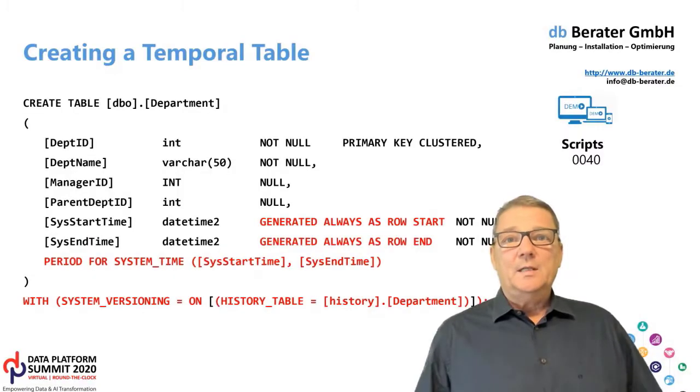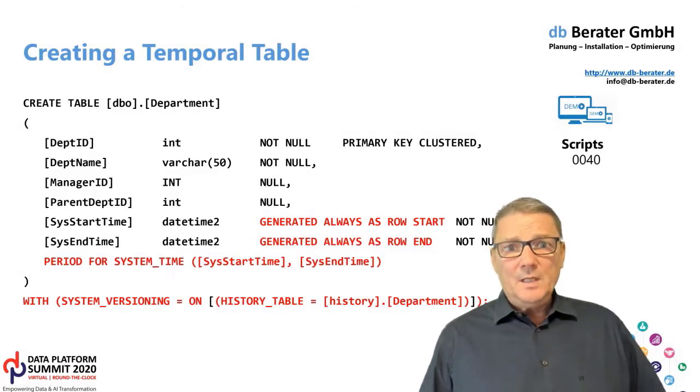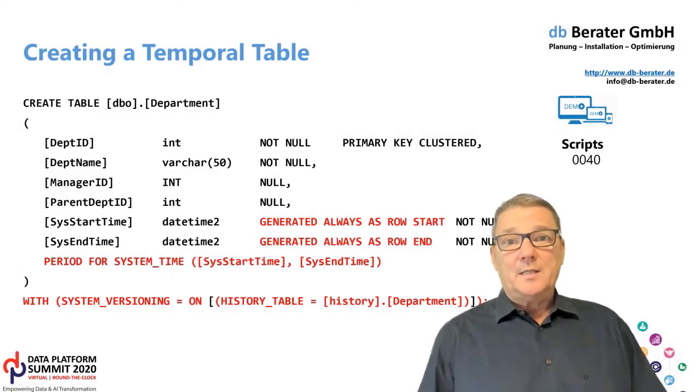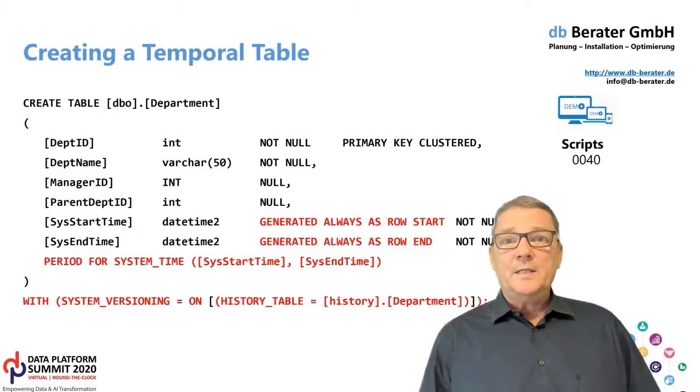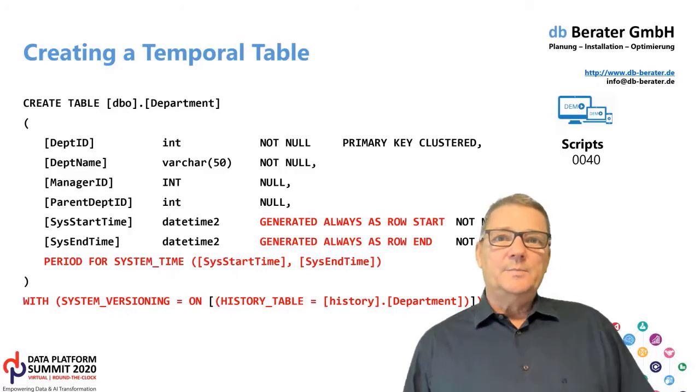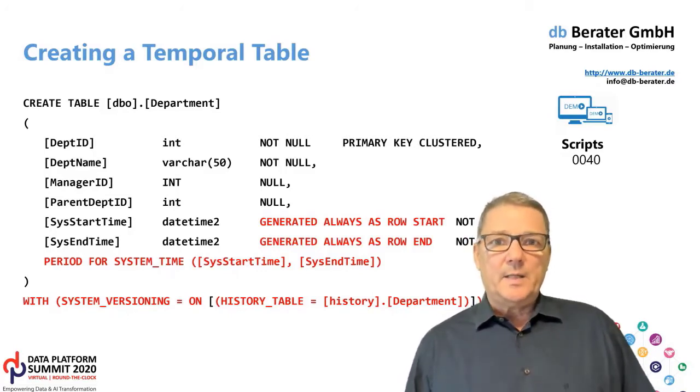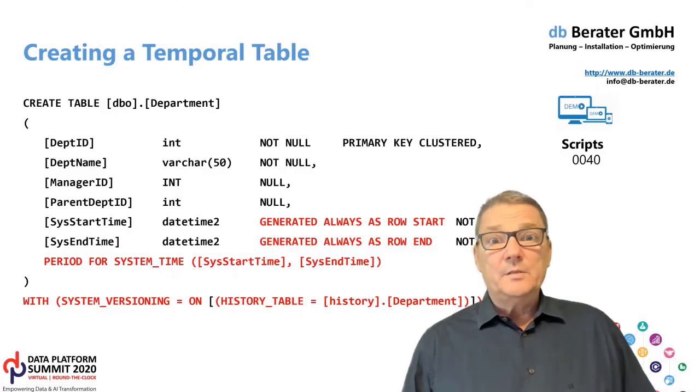Here you can see how you can create a temporal table. You start as you do with your normal tables. You say create table and give it a name. Then you define all the columns you want to have in your table. Notice the two columns at the end. There's a start time and an end time. Both columns are marked for system versioning.